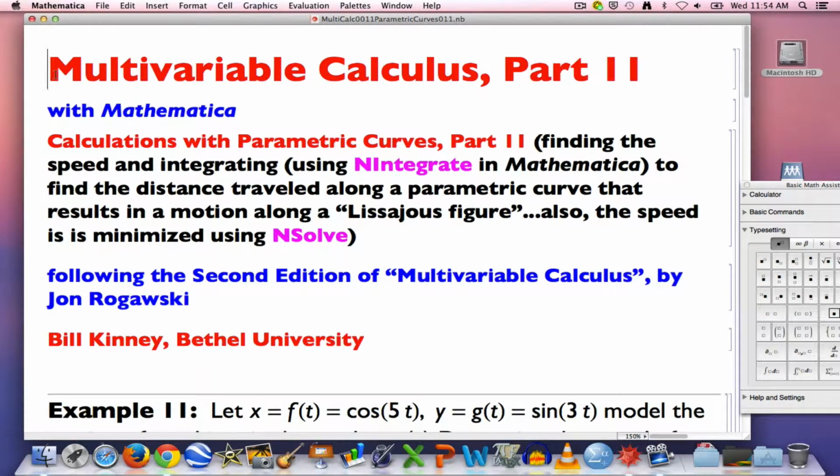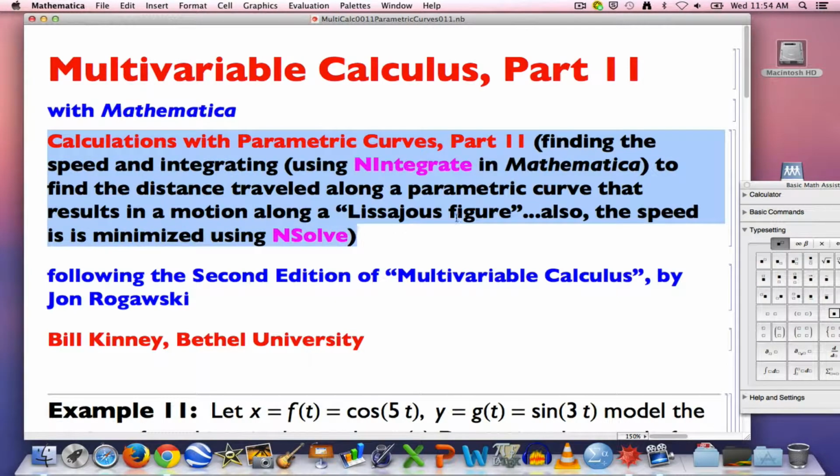My name is Bill Kinney, and this is part 11 of a sequence of videos about multivariable calculus using the computer program Mathematica. What you see here is called a Mathematica notebook, in which we can use Mathematica to do calculations and visualizations, in particular with parametric curves. That's what we've been doing here.